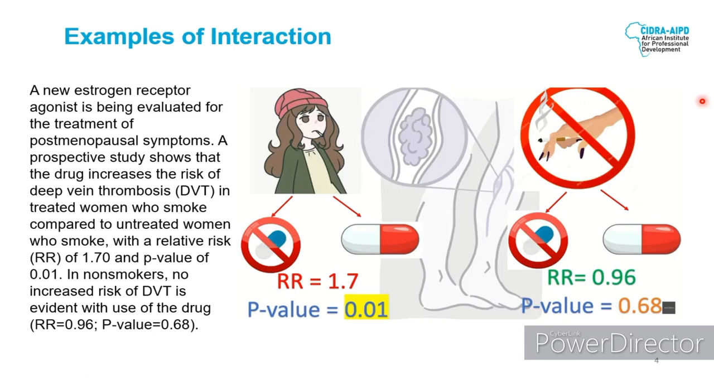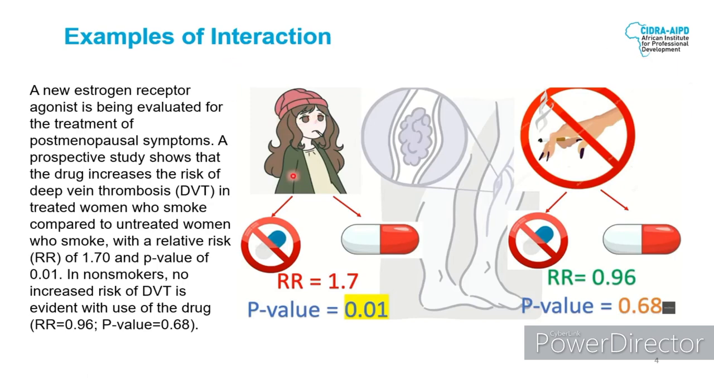So, at first, if we think that smoking could be a confounder and match by smoking status, we will find that within the smokers, those who take the pill get more DVT. Therefore, a true association does indeed exist between the pill and DVT. With non-smokers, there is no increased risk of DVT.